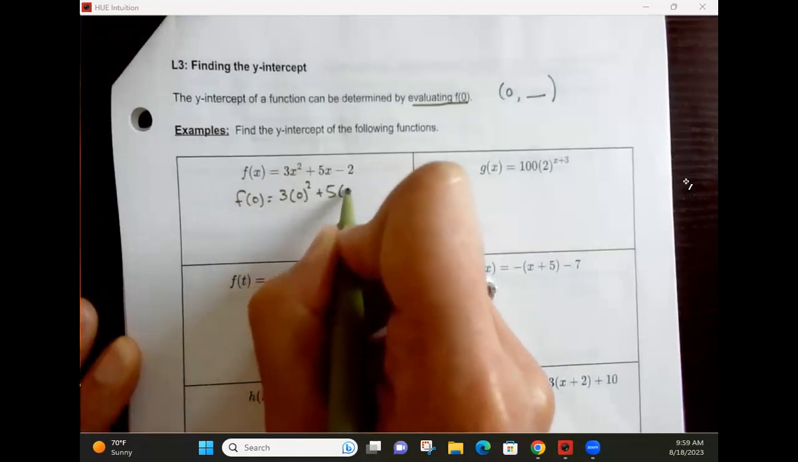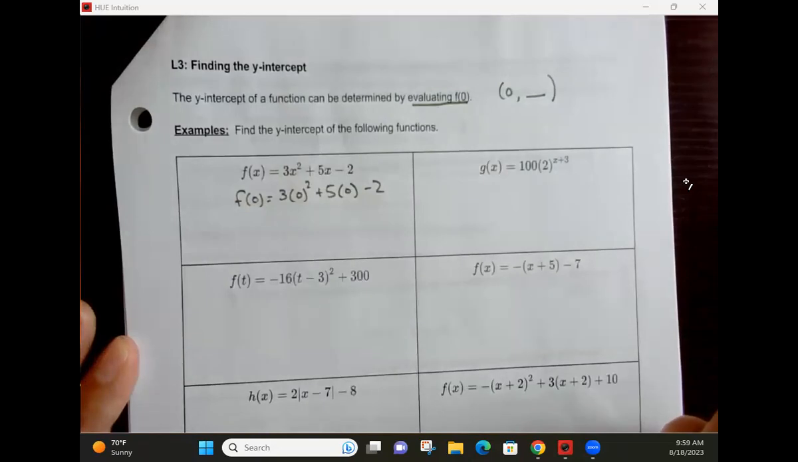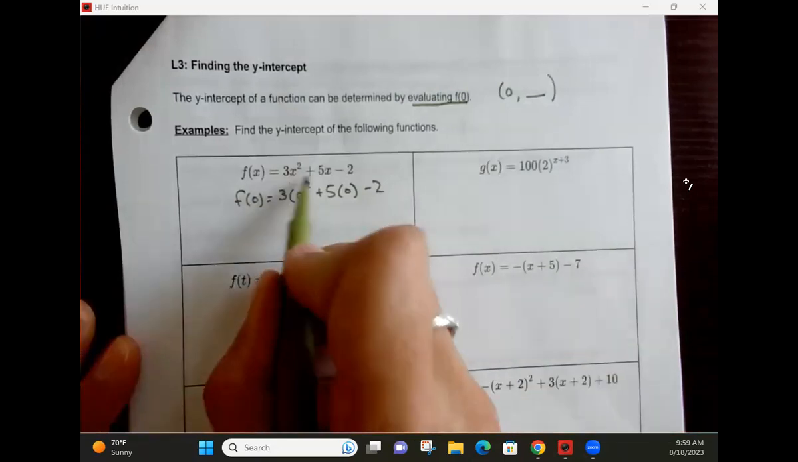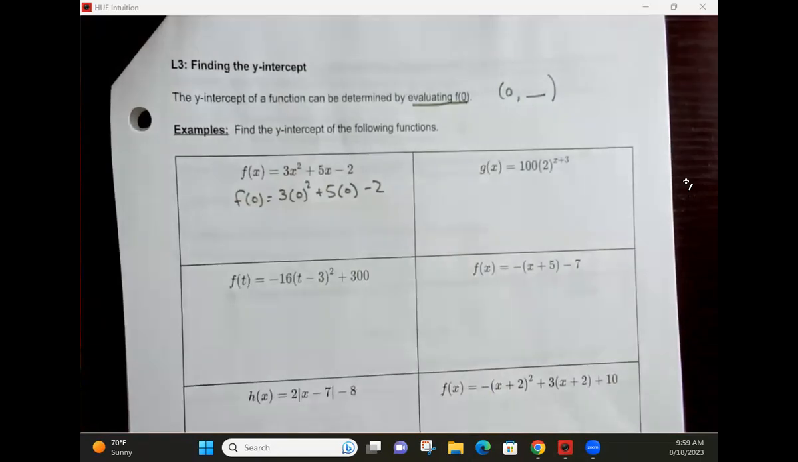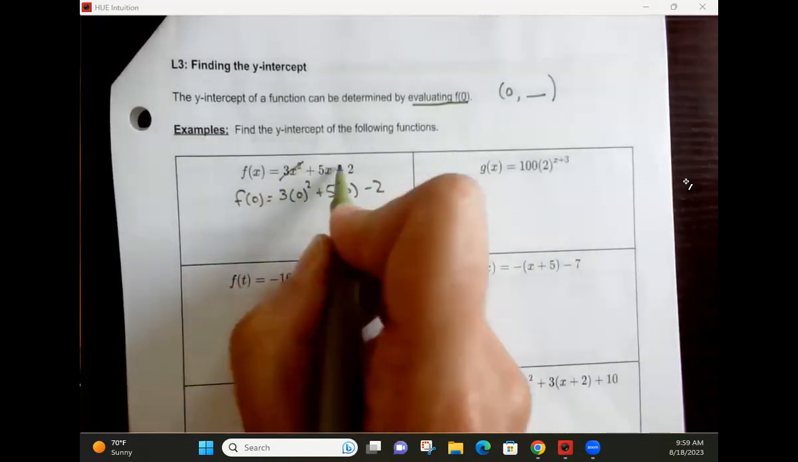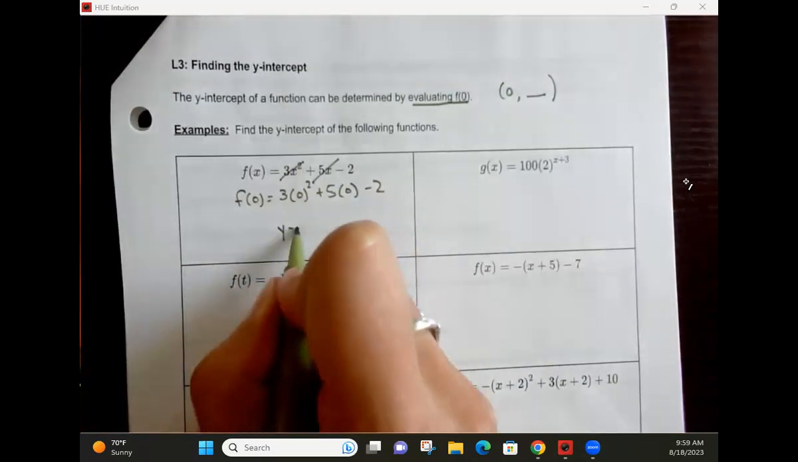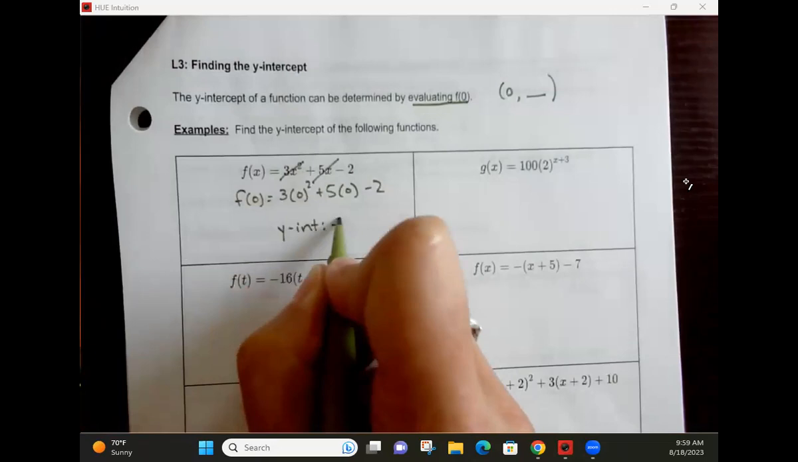What's nice about this first function when I evaluated f of 0? Yeah, these first couple of terms have x in them, so that's gone. And I'm adding and subtracting, so that's gone. And it's just -2. So my y-intercept here is -2.